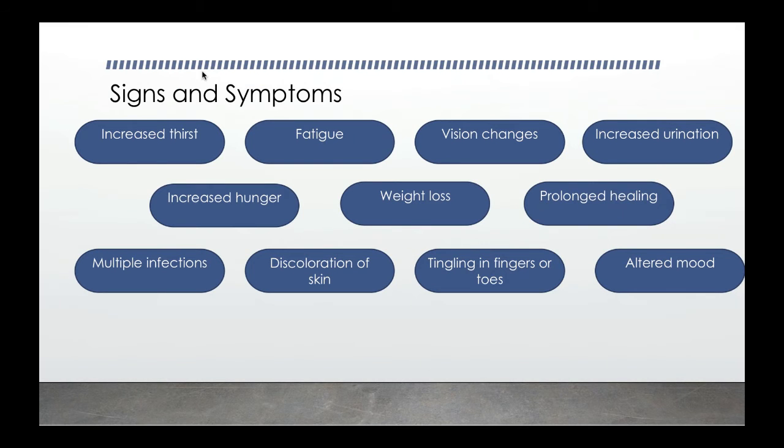Signs and symptoms of diabetes might be increased thirst, fatigue, vision changes, increased urination, increased hunger, weight loss. The weight loss is usually muscle wasting because the muscle doesn't have access to the glucose, which it needs to survive. So that's not good.